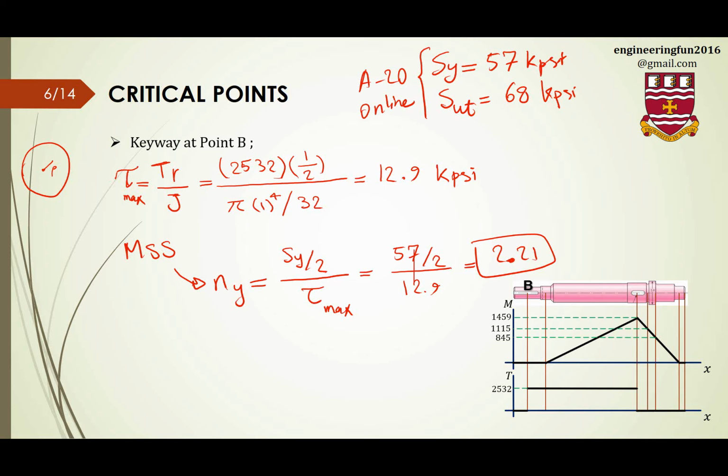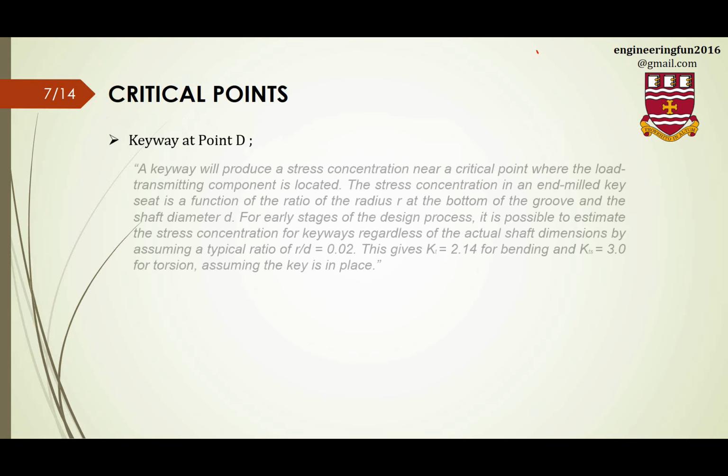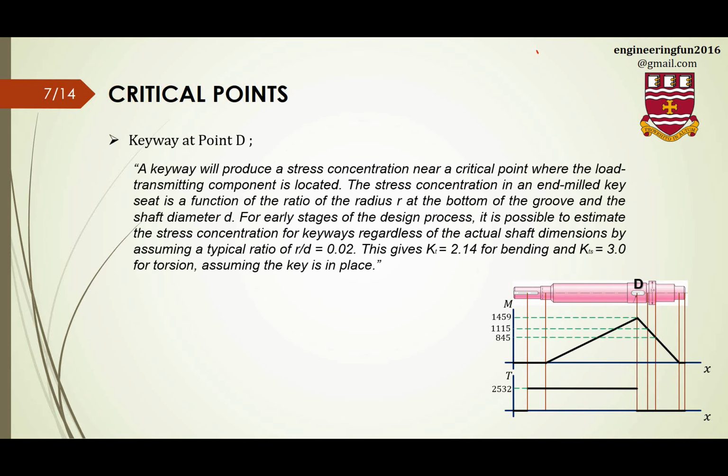So for the first point, we used a static scenario and we found n based on that. So n was 2.21. Okay. We're going to go to the second point, point D, our second keyway.